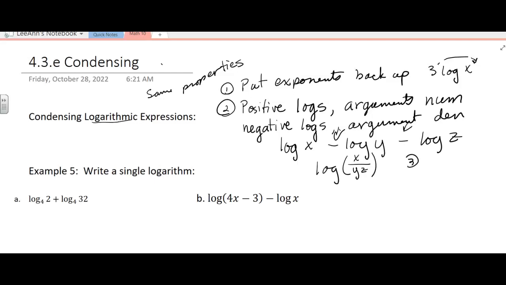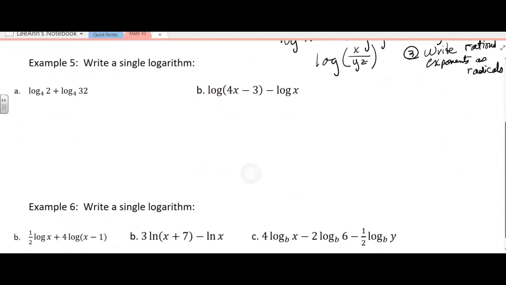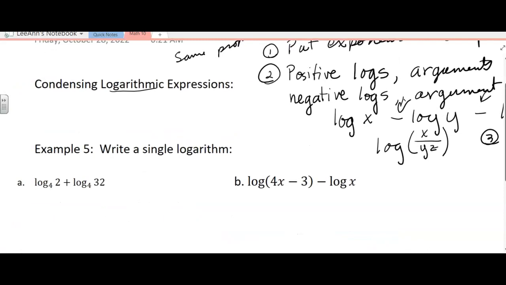Step 3, I would write rational exponents as radicals. The book doesn't say you have to do that, but normally we do. Okay. So write a single logarithm. So that's what they mean by the goal of condensing is one log. Okay, that's the goal, a single logarithm.